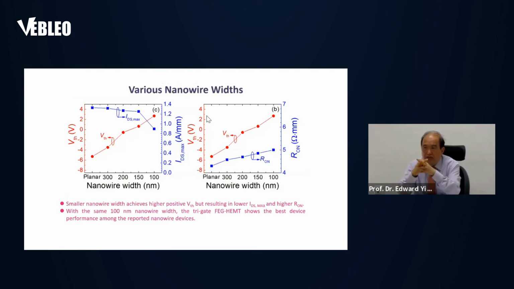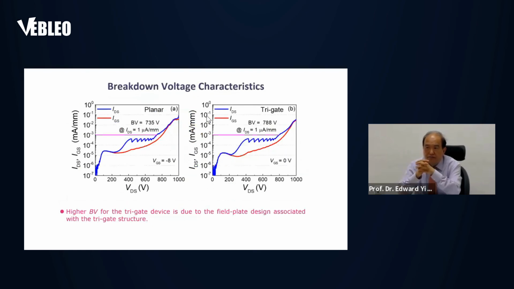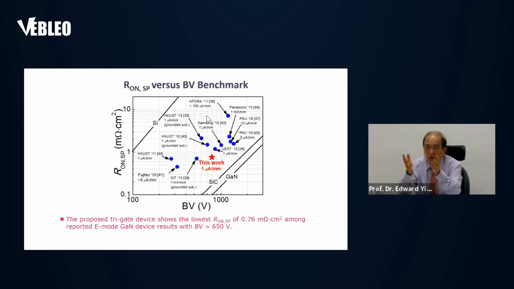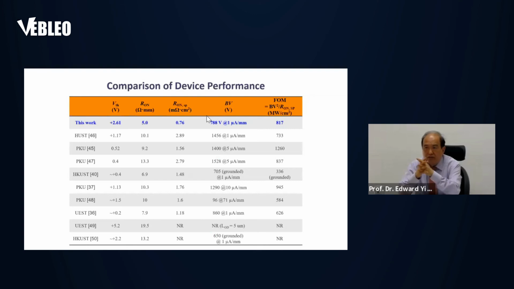because of the narrow wire, which must be below 100 nanometer, to form this kind of special features to turn it off as the E mode. And for breakdown voltage, this kind of device still remains at 788 volt. So this one gives you high breakdown, low on-resistance R on SP, and very high current. So this is probably the best.